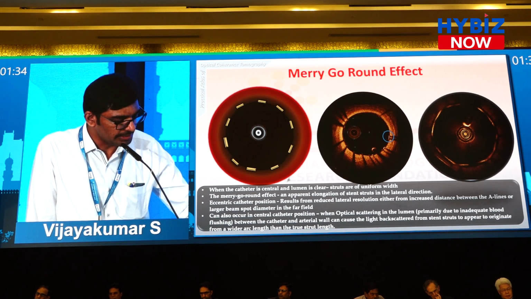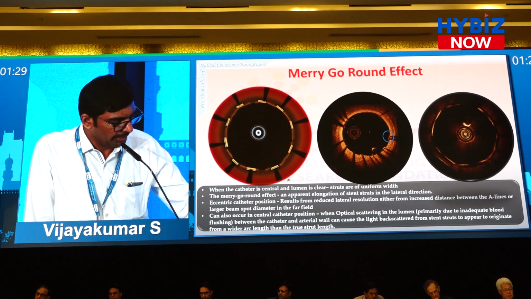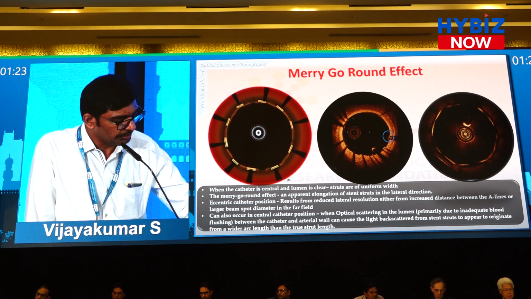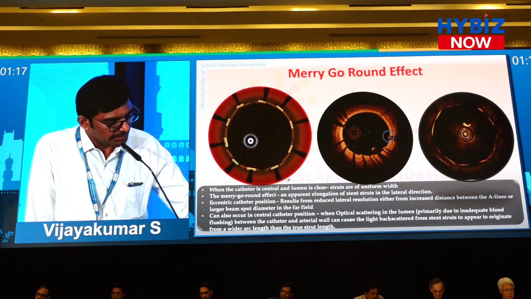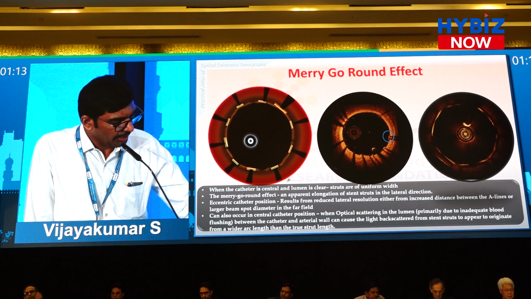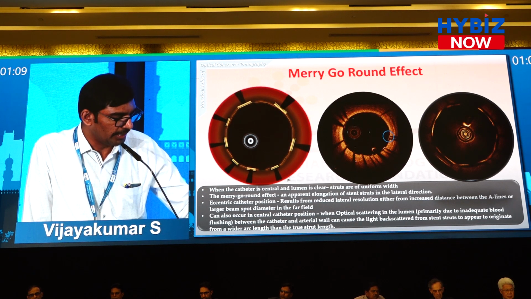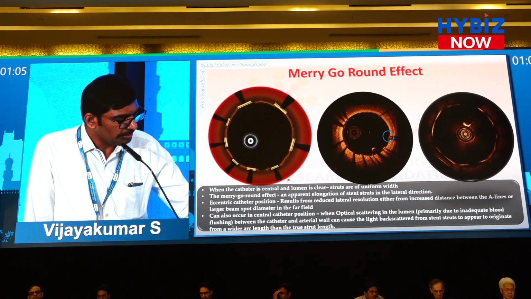When the catheter is in the center, the lumen is clear, and struts are of uniform width. The merry-go-round effect is an apparent elongation of stent cells in the lateral direction. It occurs due to two reasons. One, eccentric catheter position. That results in reduction in the lateral resolution in the far field, or a large beam spot in the far field. So that results in an artificial elongation of the stent cells. It can also occur with the catheter in the center position.